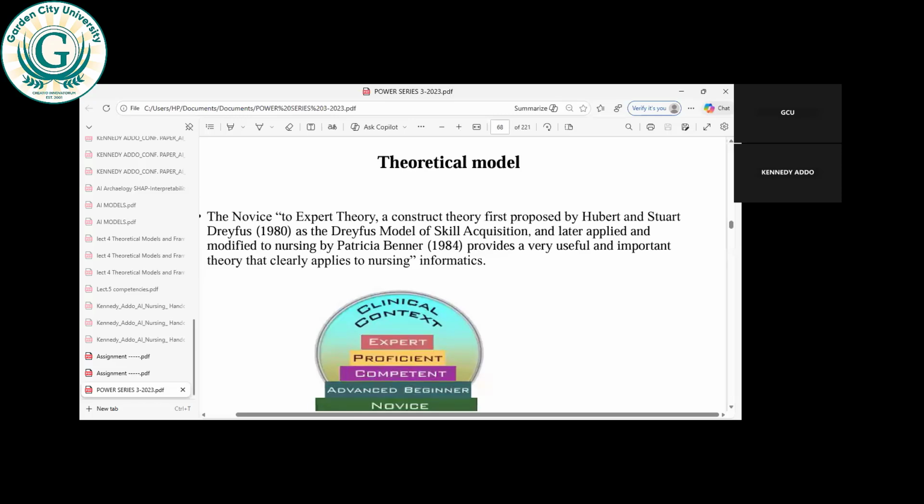The novice to expert theory is a construct theory first proposed by Hubert and Stuart Dreyfus as the Dreyfus model of skills acquisition, and later applied and modified to nursing by Patricia Benner. That provides a useful and important theory that is applied to nursing informatics. What I mean here is that we are looking at constructs here.